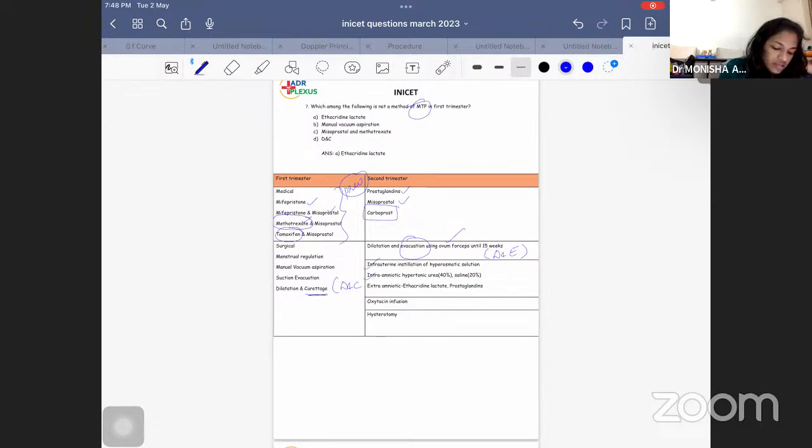What are the other things that are used? Hyperosmotic solutions, either put intrauterine, intraamniotic, or in the extraamniotic space. Instillation of a hyperosmotic solution, hypertonic urea or saline, or extraamniotic ethacrynic lactate or prostaglandins. Or you give an oxytocin infusion, or if nothing has helped, the last resort is hysterotomy. Okay.